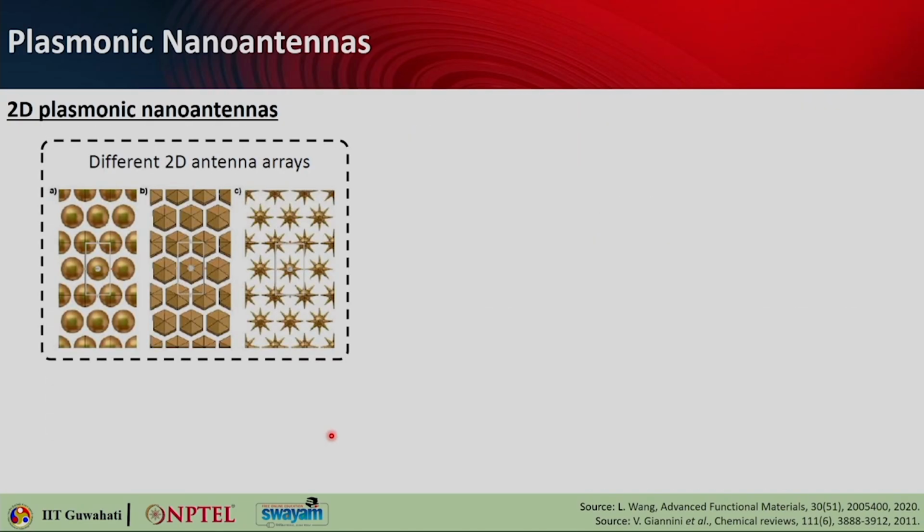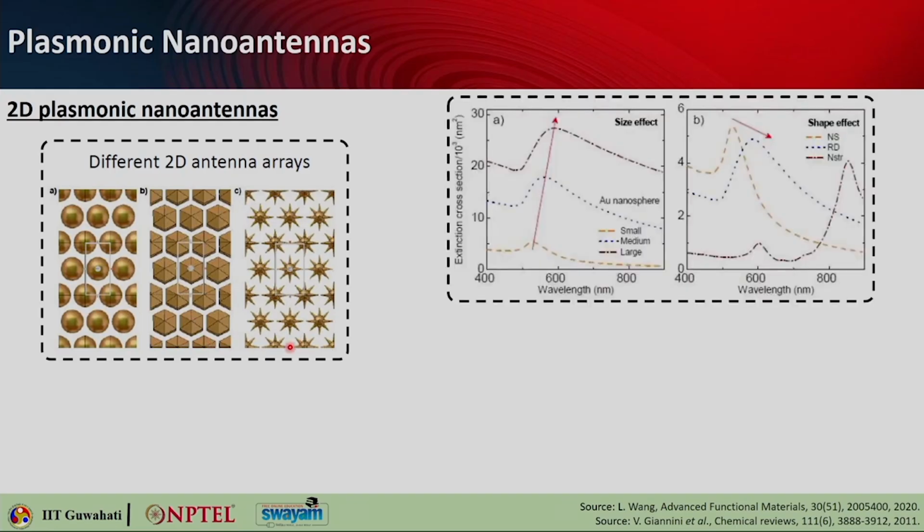There are other types of 2D plasmonic antennas possible, like a 2D array of spherical gold nanoparticles, or you can have them in other shapes like spikes and so on, dodecahedron. So, this shape is called rhombic dodecahedron. These are different shapes, but they all serve a different purpose here, as you can see.